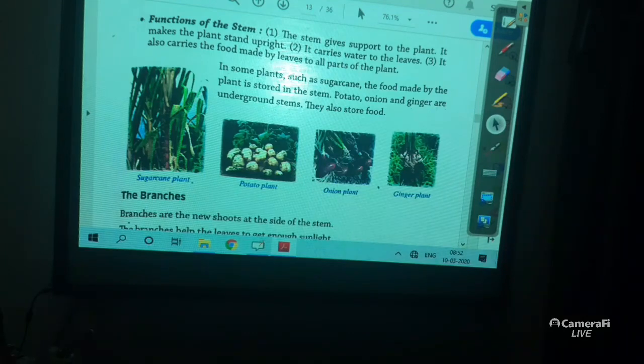Number 2, it carries water to the leaves. जो water root absorb करते हैं मिट्टी के नीचे से, उस water को carry करके ले जाते हैं कौन? Stem. कहाँ तक? Leaves तक. It also carries the food made by the leaves to all parts of the plant.